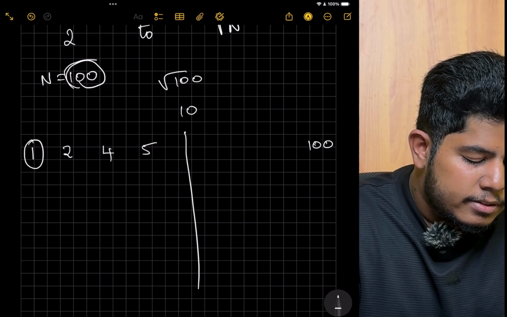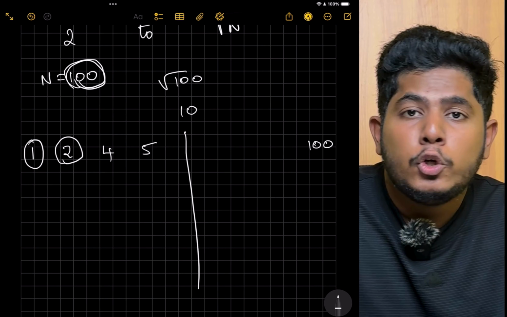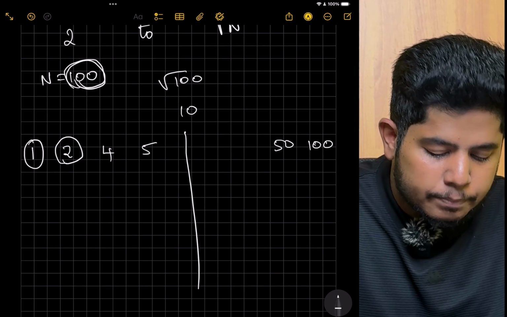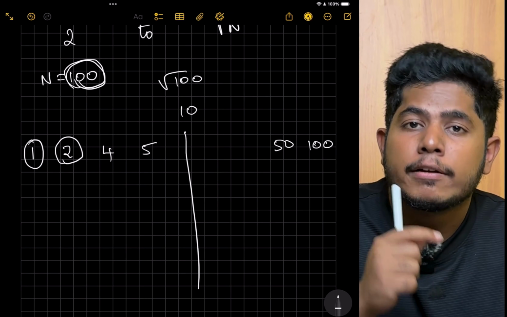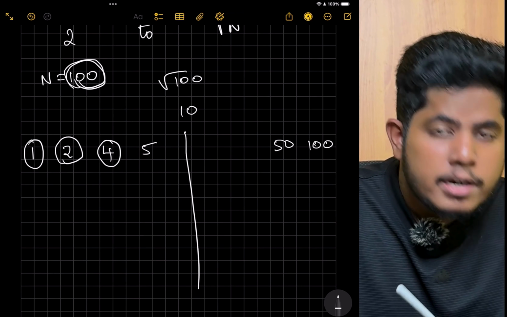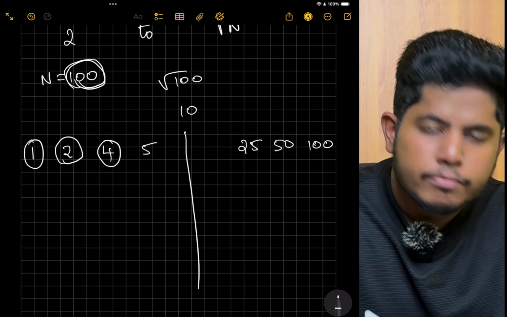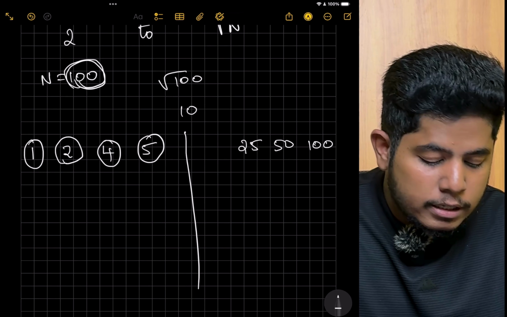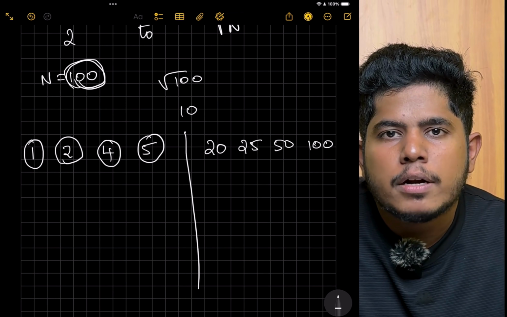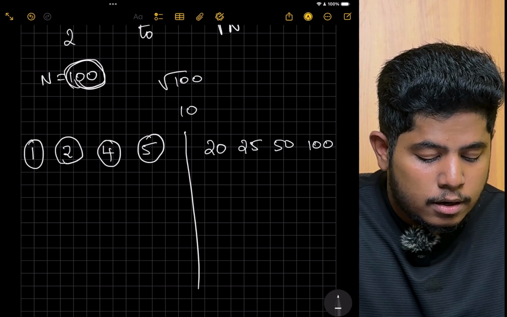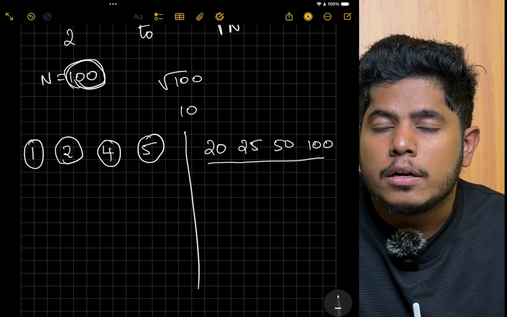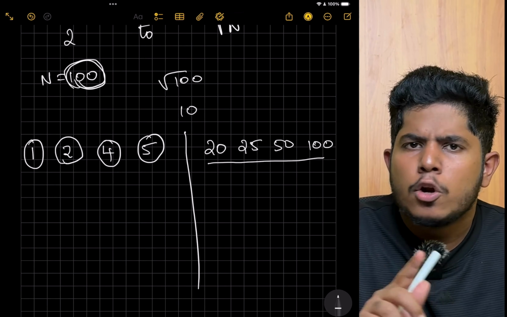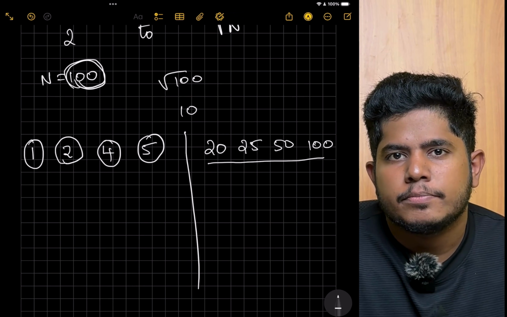Next, we will take the same 100 and we will divide it by 2, the second factor. 100 divided by 2, what will we get? We will get 50, which is also a factor of 100. Again, 100 divided by 4 is 25, which is also a factor. Then, 100 divided by 5, the quotient is 20, which is also a factor of 100. And now you see here, 20, 25, 50 and 100. These are the only 4 factors of 100 greater than 10. There are no other factors of 100 greater than 10.